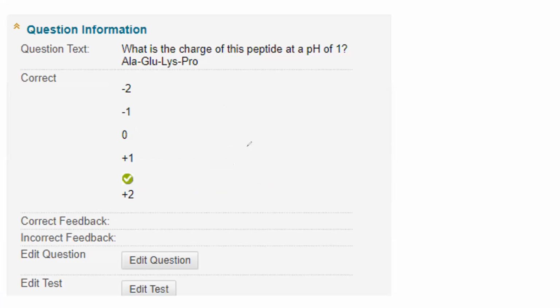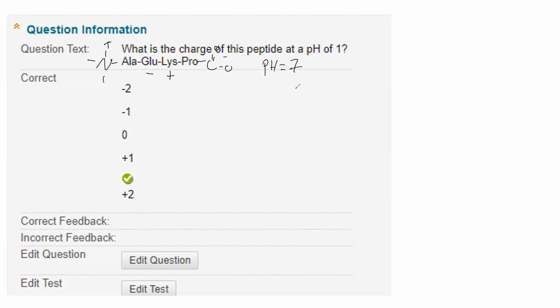What is the charge of this peptide at pH 1? So remember, all peptides start with an N terminus and a C terminus. Right, so N is positively charged, C is negatively charged. Then we have glutamic acid, negatively charged, lysine, positively charged. And these charges are at a pH of 7.